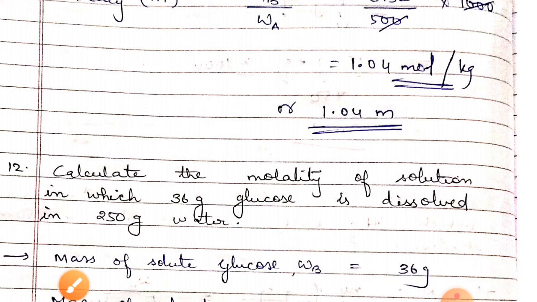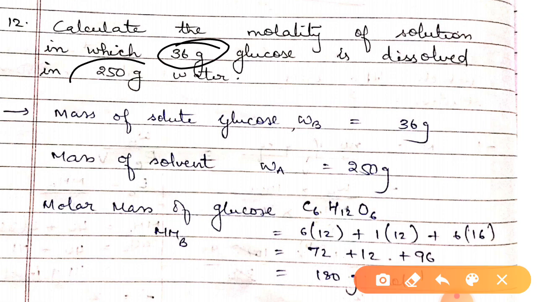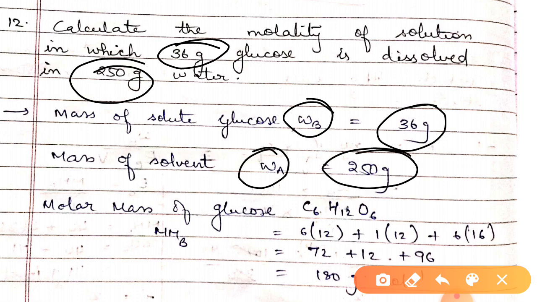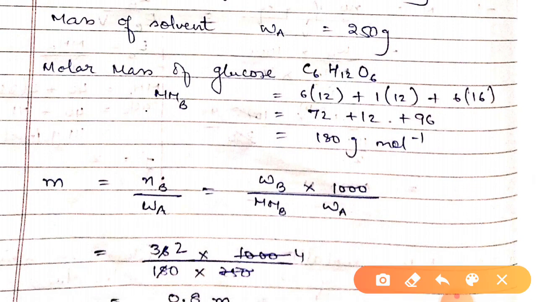Next, calculate the molality of a solution in which 36 gram glucose is dissolved in 250 gram of water. You are given the mass of solute and solvent. Mass of solute WB is 36 gram. Mass of solvent is 250 gram. It is glucose. Glucose has a formula C6H12O6 and the molecular mass is 180.